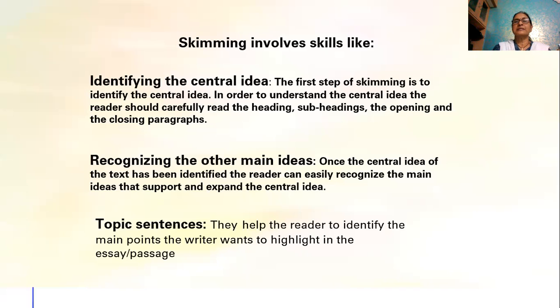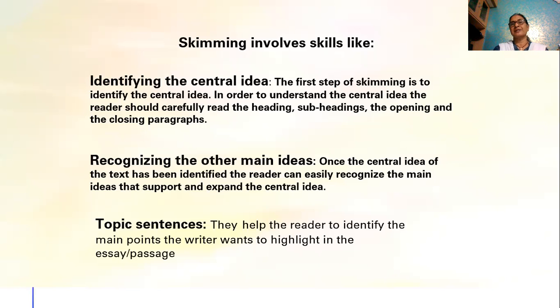So, what are the skills required for skimming? Identifying the central idea. Our main idea is to know what the central idea is. So, for that, how to identify the central idea? The first step of skimming is to identify the central idea. In order to understand the central idea, the reader should carefully read the heading. The heading, first step to know the central idea, read the heading. So for every passage, you'll be having a heading. If you read that heading, at least you'll understand, maybe some idea will come, what is this about?